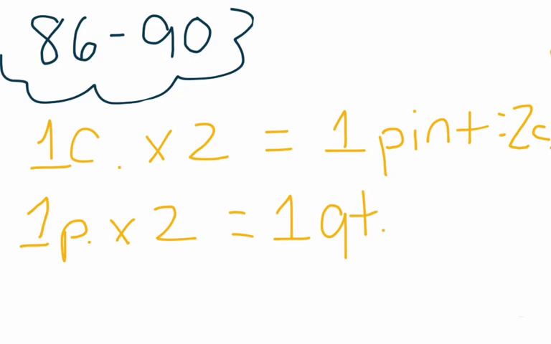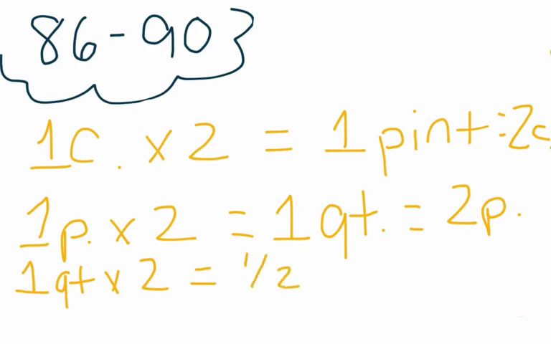So then 1 quart is equal to 2 pints. Okay? Then again, we add 2. So I have 1 quart times 2 equals a half a gallon. And a half a gallon equals to 2 quarts. I know I'm saying the same thing over and over again.